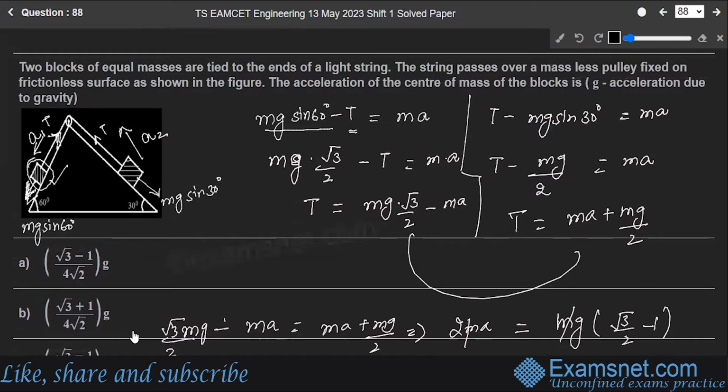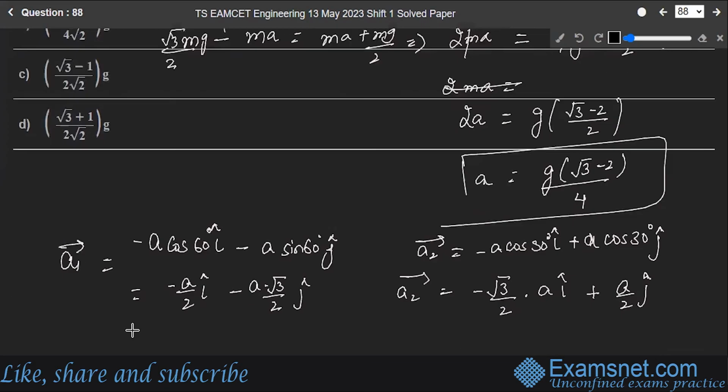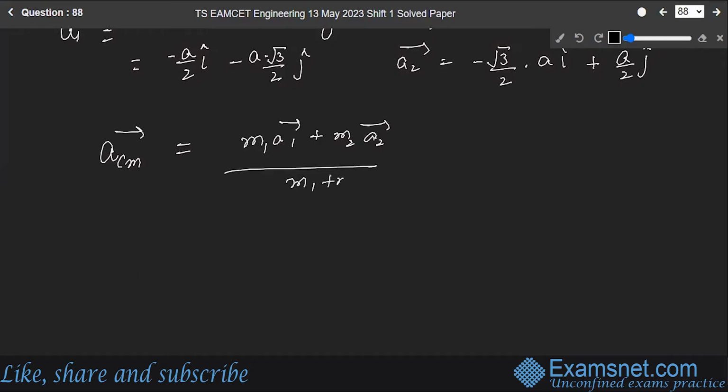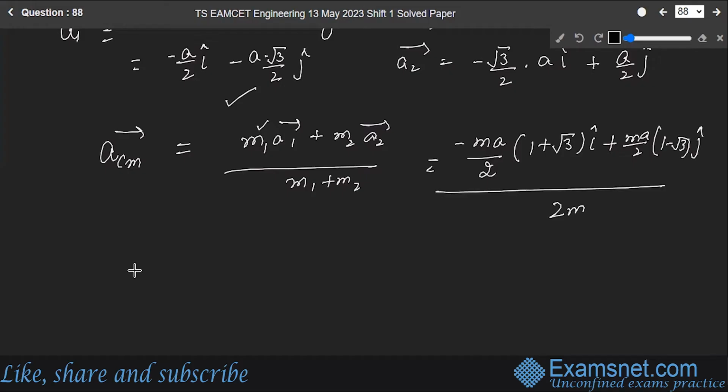Right. So now you have to find the acceleration of the center of mass. The acceleration of the center of mass is equal to m1, the first mass, into a1 vector plus m2 into a2 vector, divided by the sum of m1 and m2. So minus ma, this is common, right? m1 is the same, so this will be given by ma upon 2 into (1 plus root 3) i cap plus ma upon 2 into (1 minus root 3) j cap, upon m plus m. This will be equal to 2m.